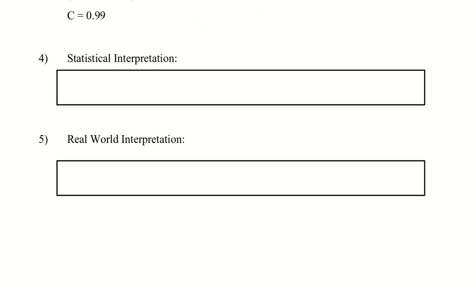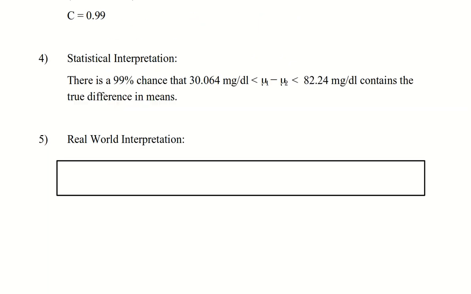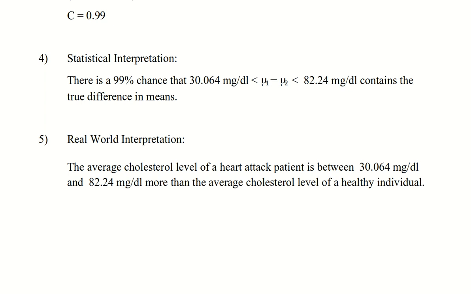The statistical interpretation is when we say that there is a 99% chance that that interval between 30.064 milligrams per deciliter and 82.24 milligrams per deciliter contains the true difference in population means. Now, look at this in clearer English, and it's actually pretty interesting. The average cholesterol level of a heart attack patient is between 30 milligrams per deciliter and 82 milligrams per deciliter, more than the average cholesterol level of a healthy individual.